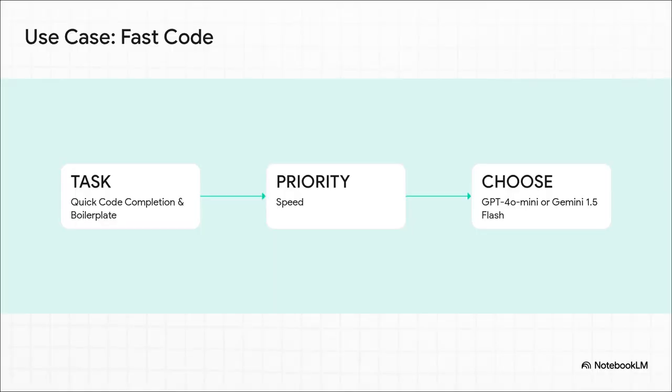Scenario 1. You're deep in the flow, banging out code, and you just need some quick boilerplate or a line completed. Your priority? Pure, unadulterated speed. You don't want to break your concentration. Simple choice. Fire up GPT-4o Mini or Gemini 1.5 Flash and get that instant response.